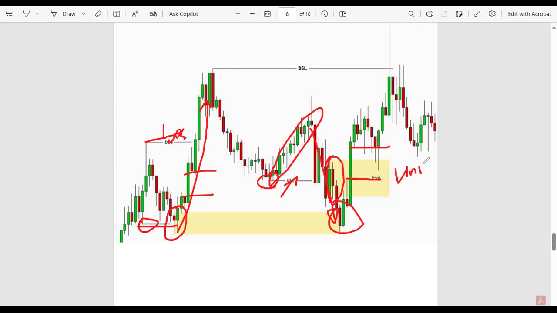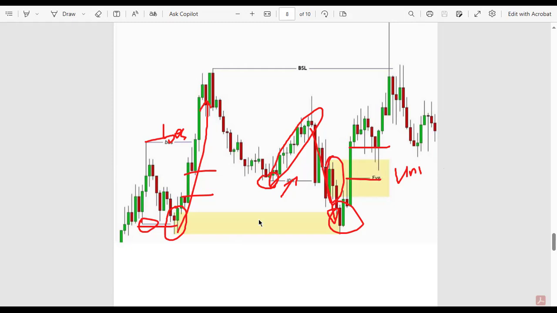I've already created a video about this kind of entry, the unicorn model, where the breaker block overlaps with the fair value gap. You can see that after that price went higher. That's a very good movement to the upside.